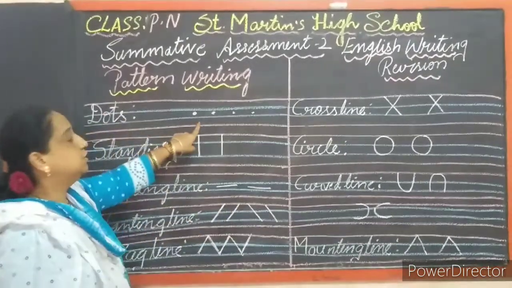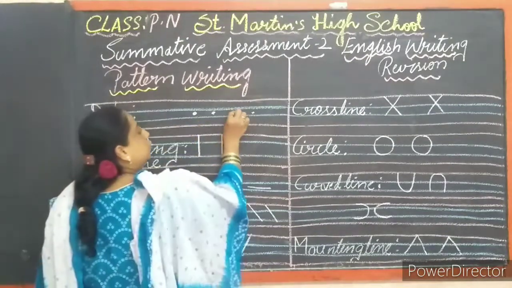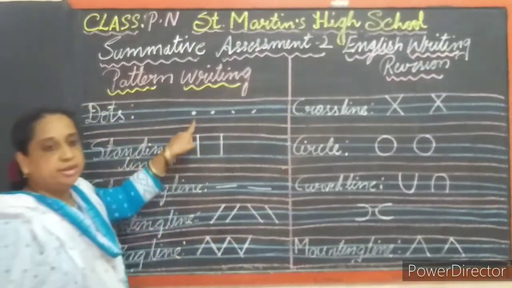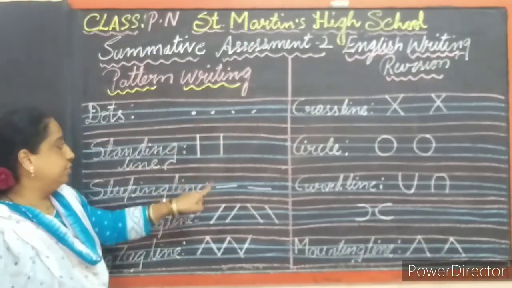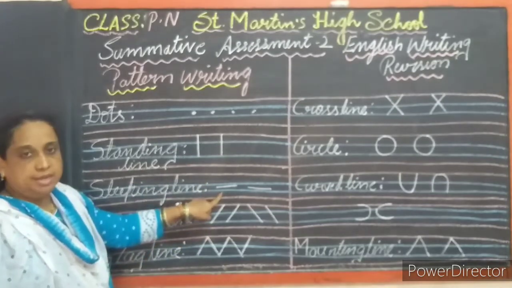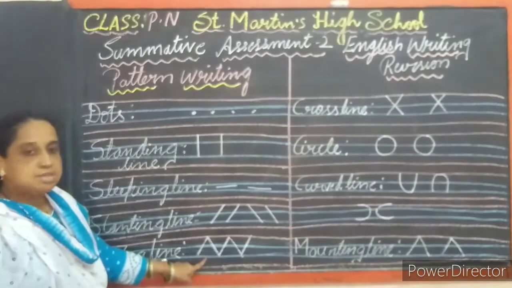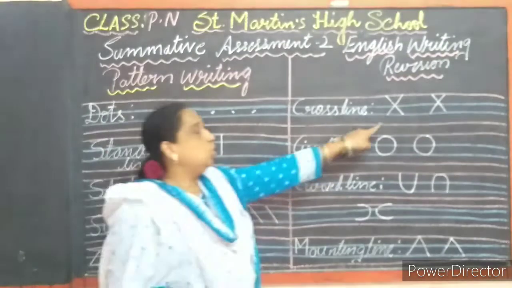First, this is dots. Can you see here? What pattern writing is this one? Dots. Which pattern writing is this one? Dots. Standing line. Sleeping line. Slanting line. Zigzag line. Cross line.